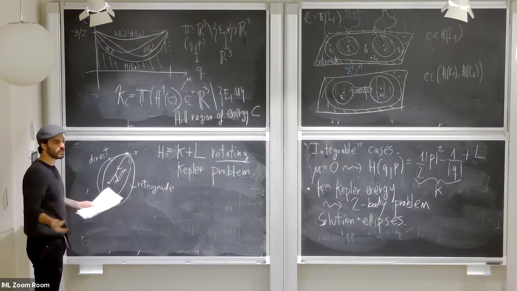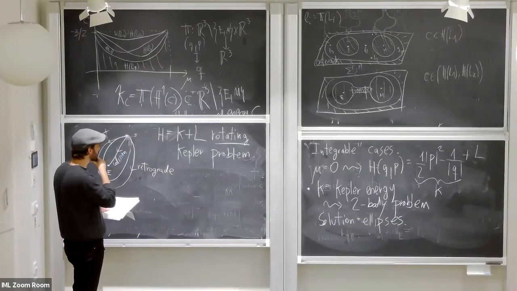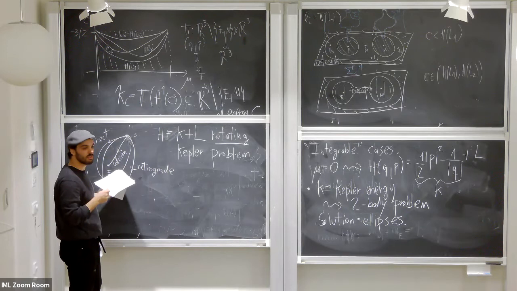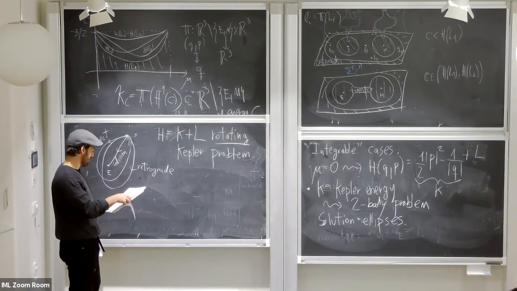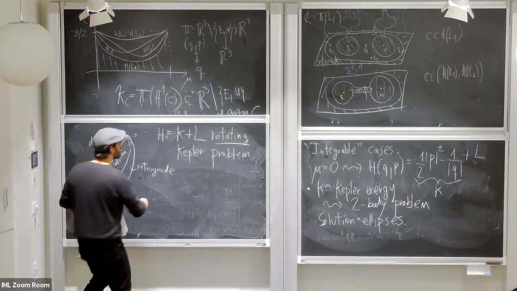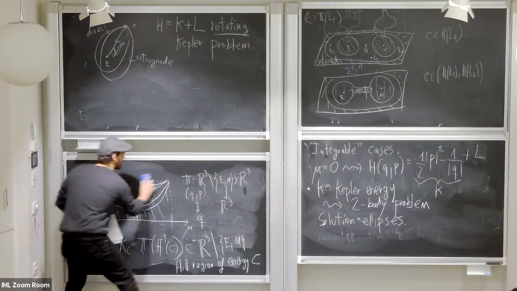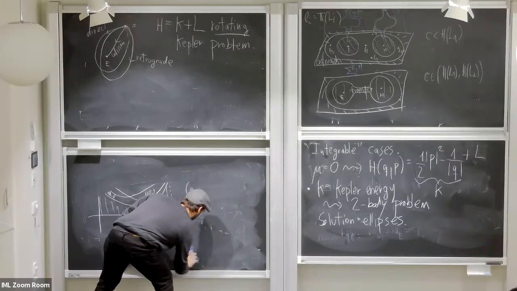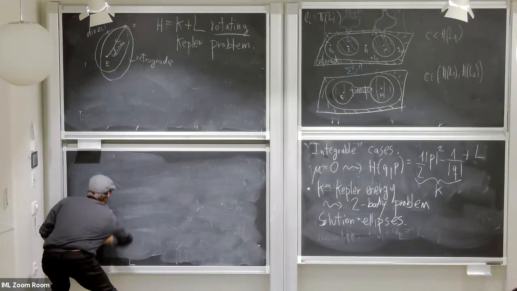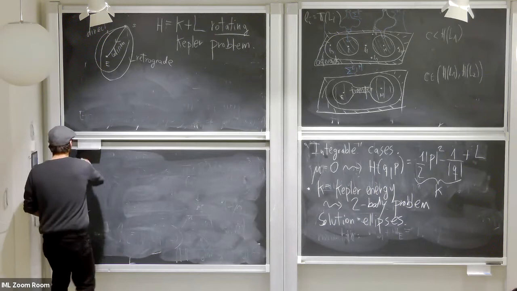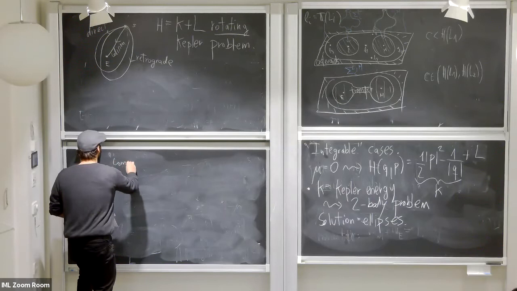So you can also imagine what the solutions to this problem look like. It's just you take a Kepler ellipse and you rotate it around in the plane. So here, actually, K and L commute in a very precise sense. But you just need to think that their flows, the Hamiltonian flows, actually commute.